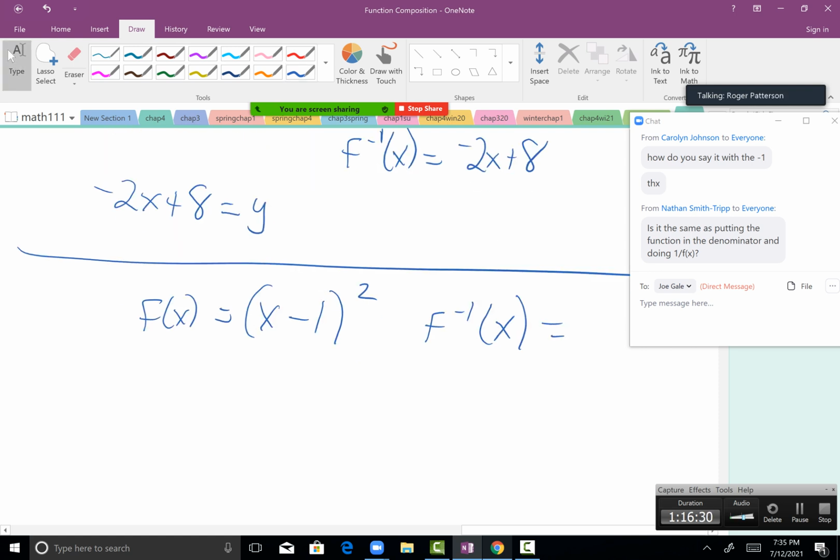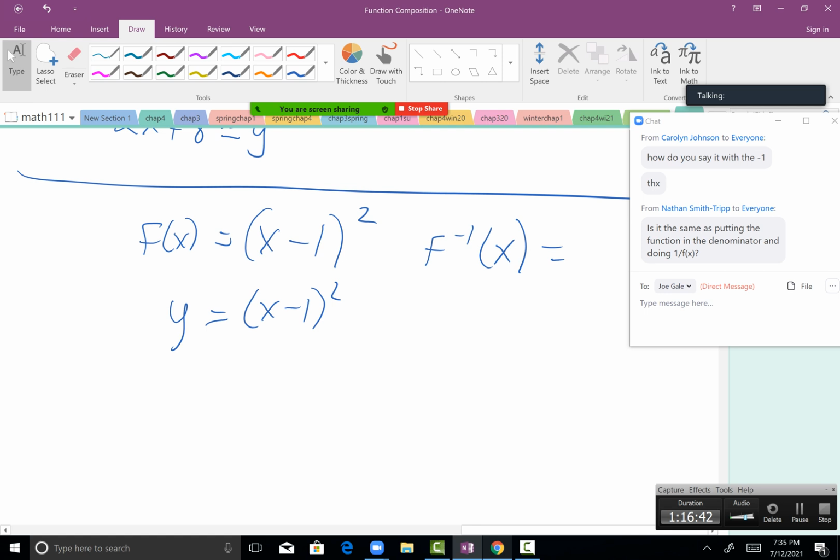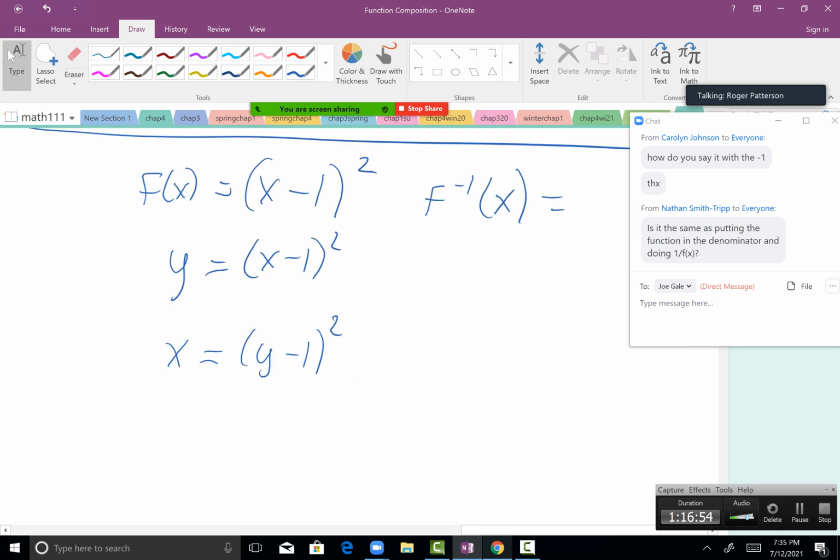Okay, so I have f of x equals x minus 1, right? So I'm going to set it equal to y. And switch the x's and y's. Okay. And now we're going to solve for y. Okay, so then we got to look at this and go, what? Solve for what? How? What are we going to do? Well, we got to square. So we're going to have to square root both sides. And then add 1.